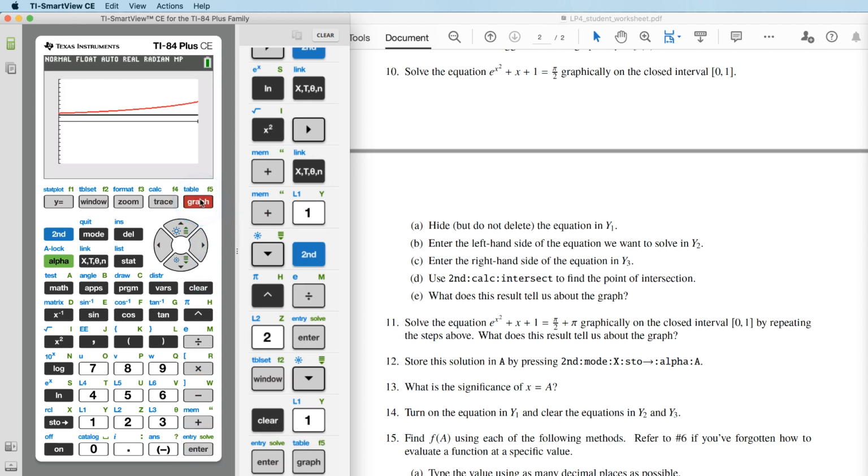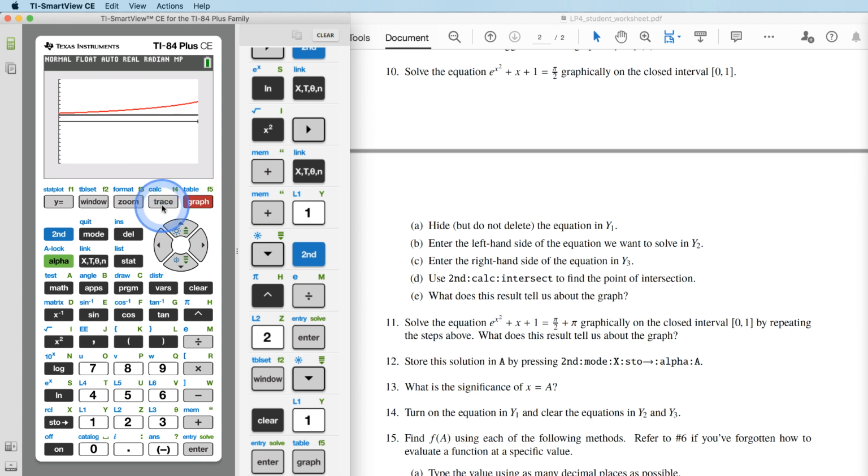And then let's look at the graph. So what I'm seeing on the display here is the left-hand side, right-hand side. And if you're not sure which is which, if you think about the equations you entered, it should be pretty clear that the horizontal line is the constant, so that's the pi over 2.